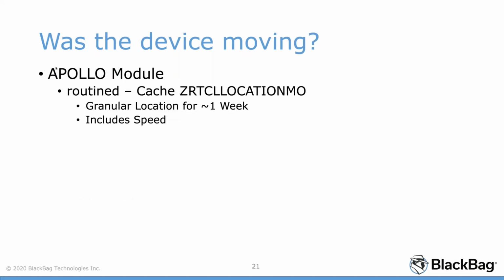So first thing is going back to, again, one of my favorite modules, that routine D cache, the ZRT CL location mo. I didn't name this. This is what the table name is within that database, the cache database. So we can blame Apple for these weird sounding names. But this is the one that has that granular location for a week. What it also does is that it includes speed.